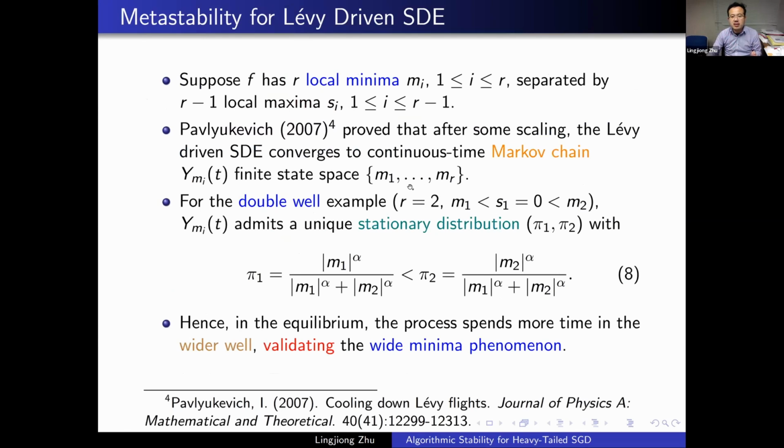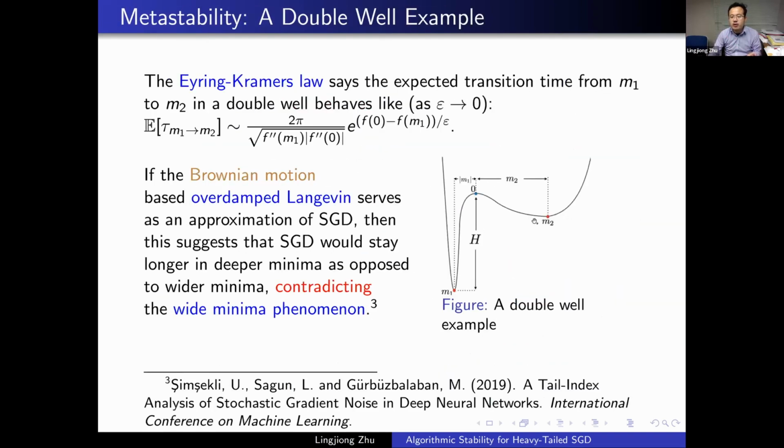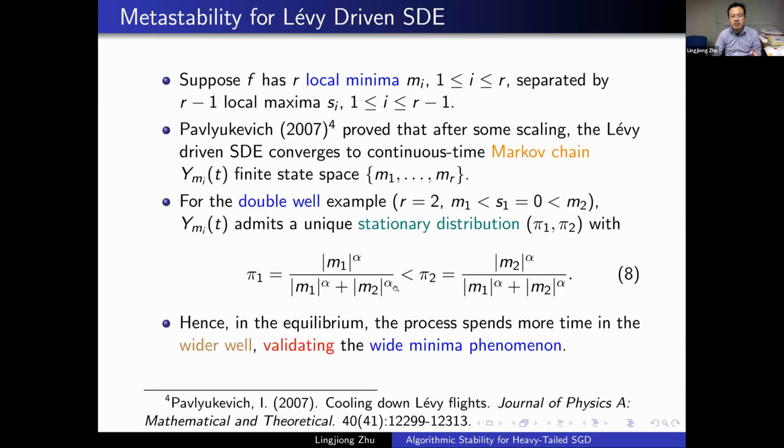And now you can explicitly compute the limit, which is a continuous-time Markov chain supported on this finite state space consisting of the local minima. For the double well example, you can even compute that there exists a unique stationary distribution, pi1, pi2, with an explicit formula for pi1, pi2. Then you can see that pi2 is bigger than pi1, validating the wide minima phenomenon, because that means on average in the stationary regime, it will spend more time around the local minimum M2 instead of M1. So it is consistent with the wide minima phenomenon.